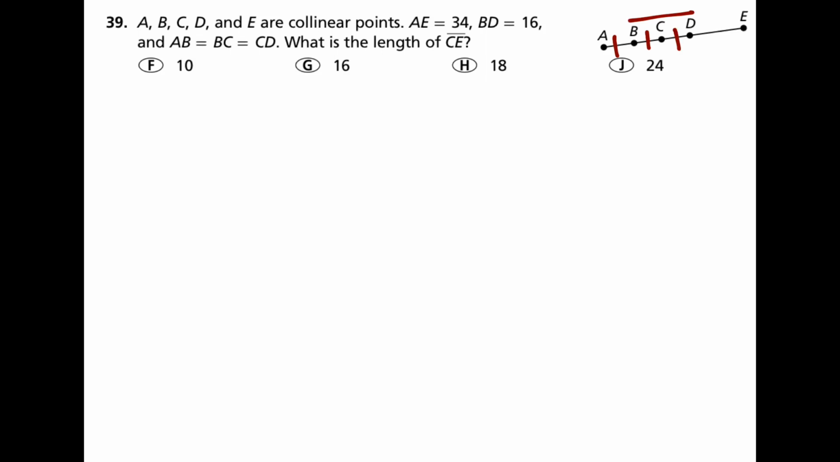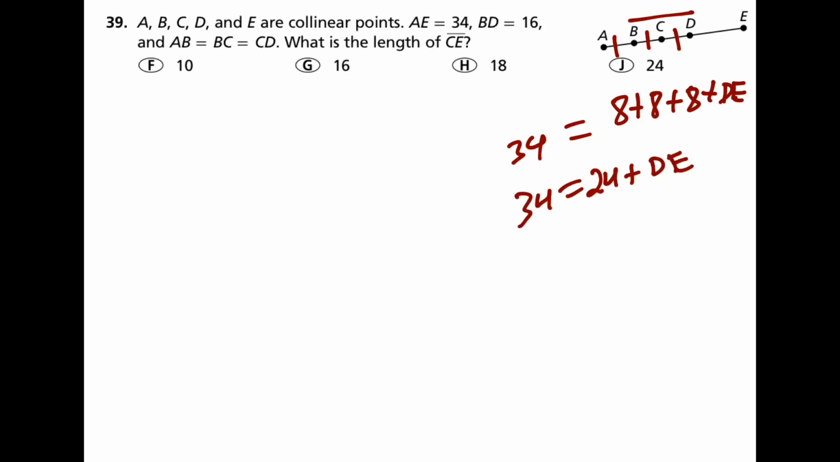And they wanted the length of CE. So we have 8 plus 8 plus 8 plus DE is equal to 34. If I combine like terms, we can figure out quickly that DE is equal to 10. And combining that with CD, which was 8, I get a value of 18.